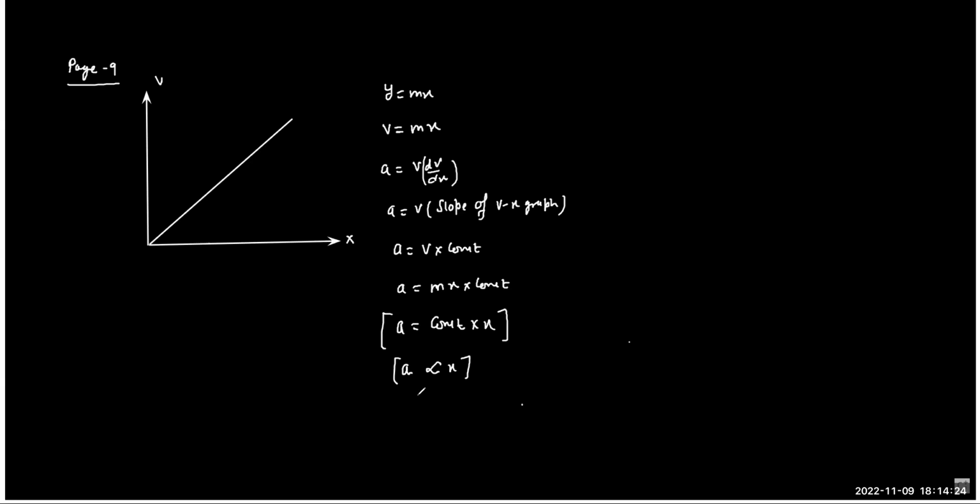Yes, sir. So the acceleration is constant or variable? Acceleration is constant or variable? It's variable. It's depending on x. It is dependent on x, so it must be variable, isn't it? Yes, sir.